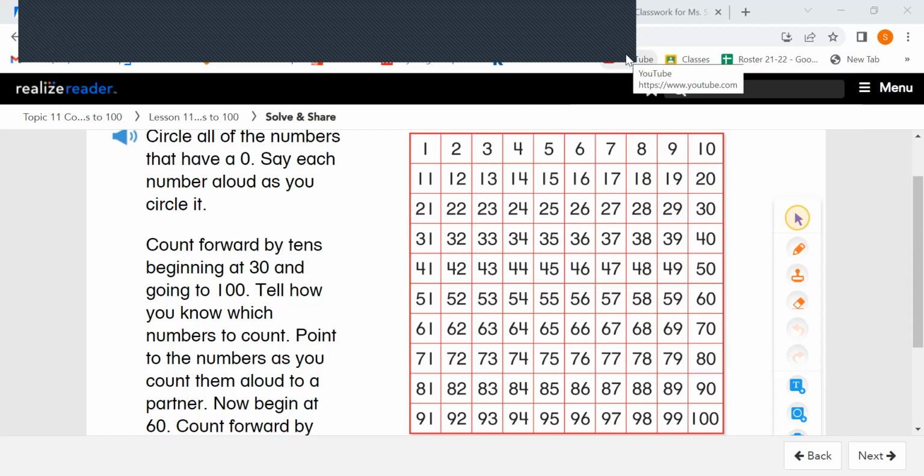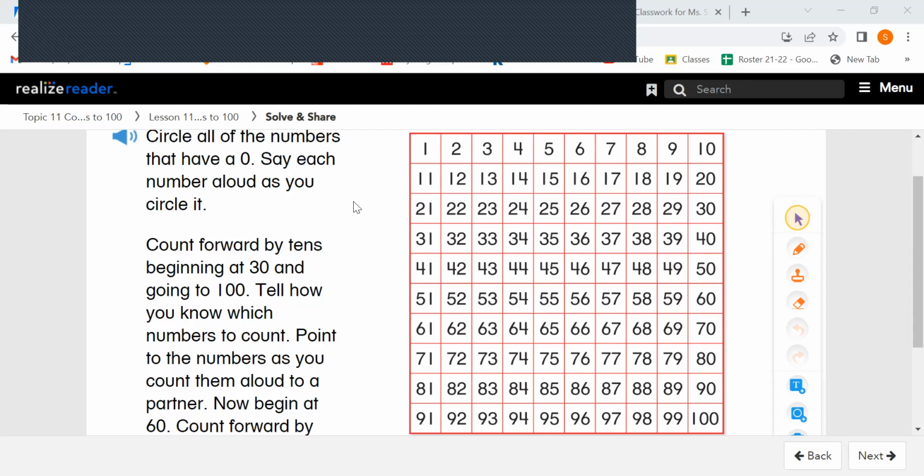Okay, let's look at the first problem. We have this 100 chart here. Circle all the numbers that have a 0 and say each number aloud as you circle it. So look for all the numbers that have a 0. If we look, we see 10, 20, 30, 40, 50, 60, 70, all the way to 100.